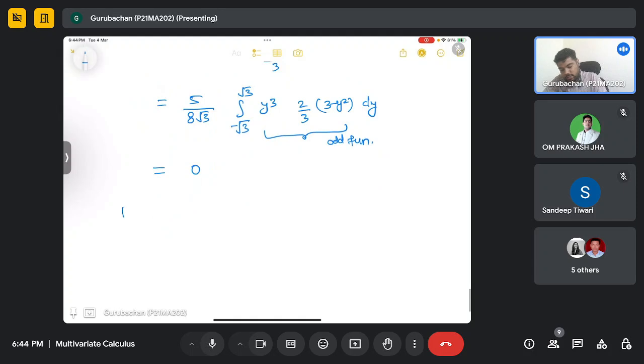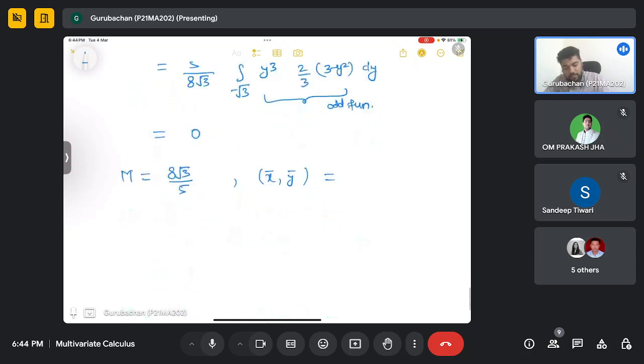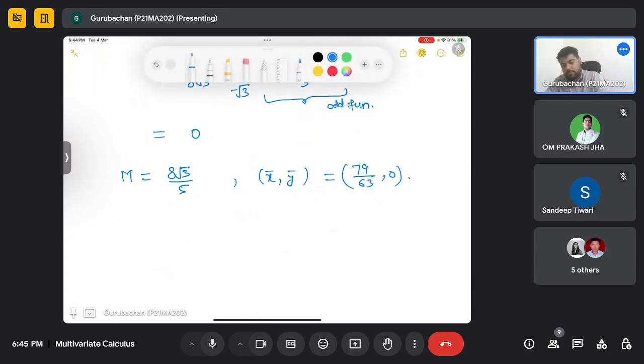So what is the mass? I'm writing again 8 under root 3 by 5. What is our x bar and y bar? That is the center of gravity or center of mass. This is 79 by 63 comma 0. So there might be some calculation error, so you may check that also. I hope it is clear.